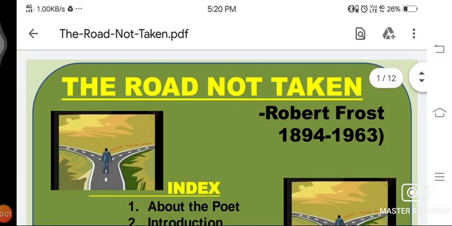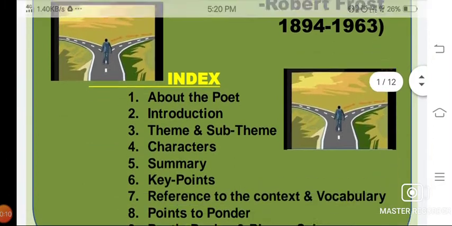Hello guys, I am Vipin Kumar and today we do The Road Not Taken, which is the first poem of the book Beehive class 9th. Its poet is Robert Frost.